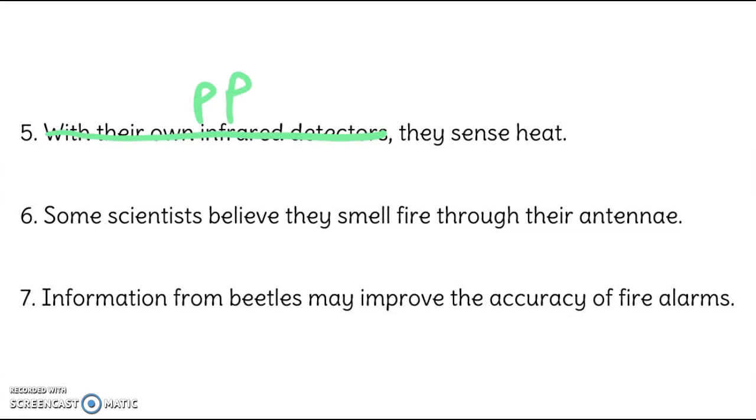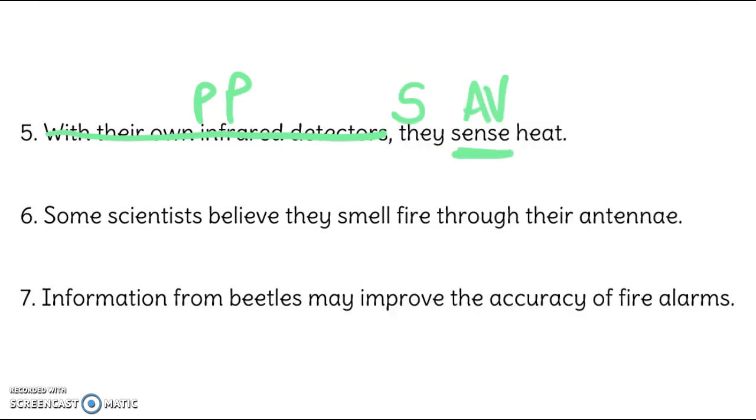Looking at what's left, they sense heat. So, asking if there's a verb. What's the action that's being done here? Sense. That's an action verb. I don't see a helping verb in front of it, so it's all by itself. So now I can root out the subject. Who or what sense heat? They sense heat. So that's the subject.